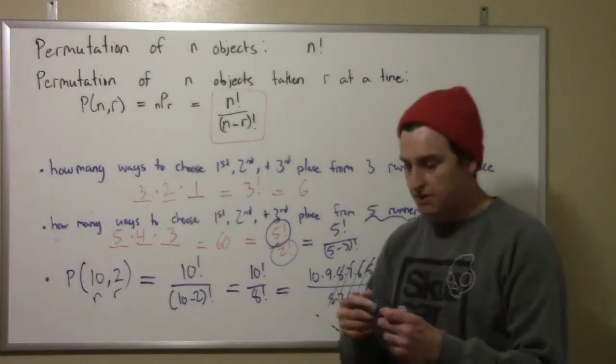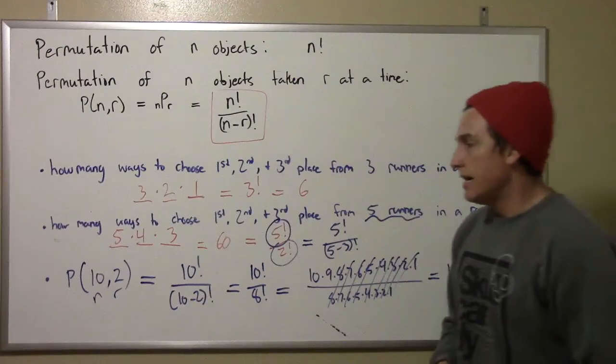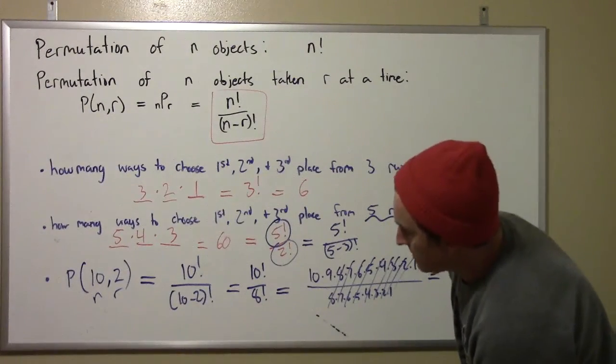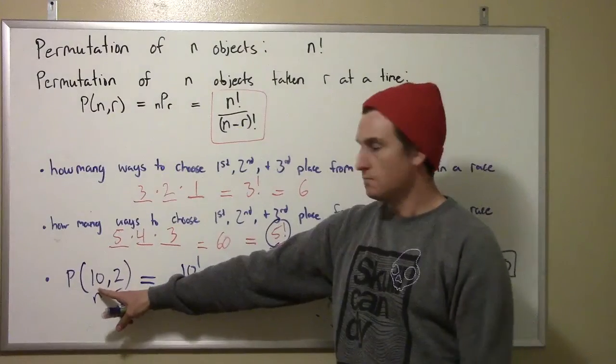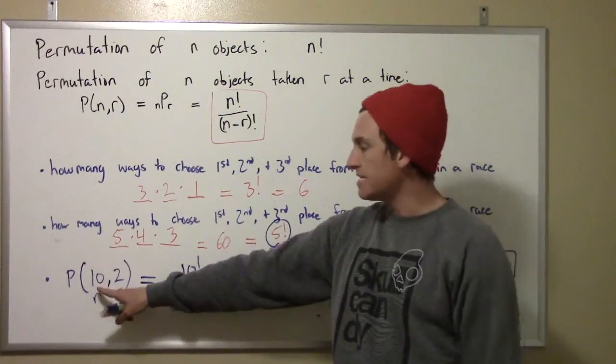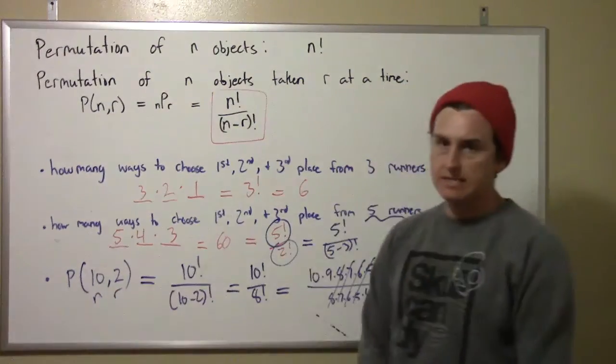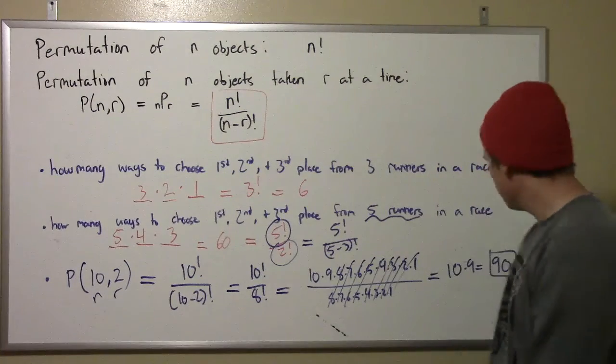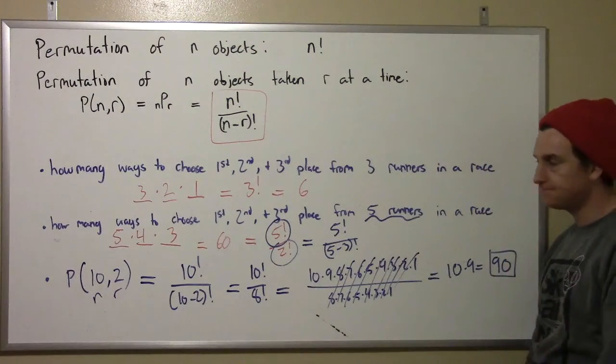So let's say we use the same kind of scenario: we've got 10 runners, contestants. We want to pick a first place and a second place. How many different ways are there to do that? There's 90 different ways for that to happen.